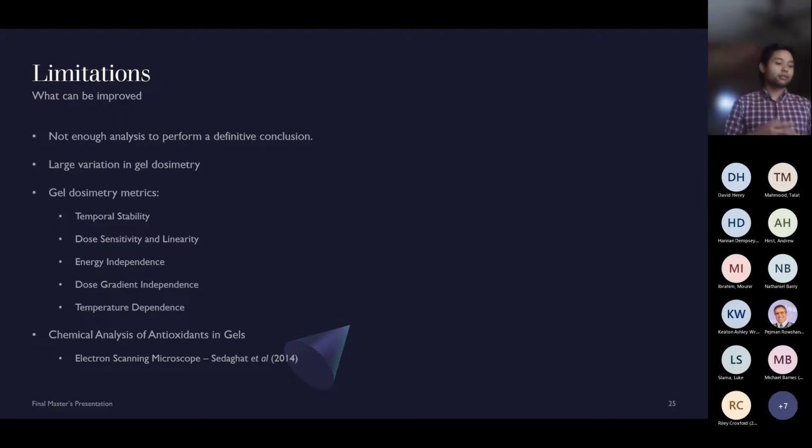What should be improved with this project is that we should do some more gel dosimetry metrics such as temporal stability, dose sensitivity, energy independence, dose gradient independence, and temperature dependence. And it would also have been good for future studies to do chemical analysis of the antioxidant gels using an electron scanning microscope. It was seen by Tetrakis and others that THPC, the really common antioxidant, reacted with the constituents of the rest of the polymer gel. And so it would have been interesting to see what sort of reaction DDT had under the electron scanning microscope.